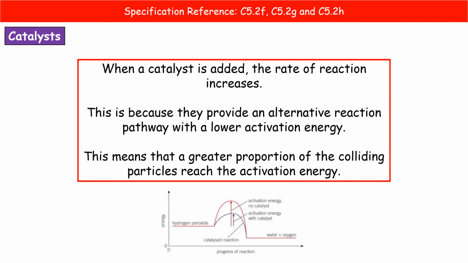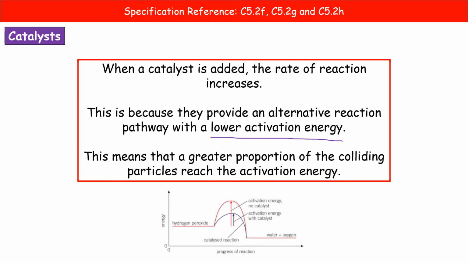So how does a catalyst affect the rate of reaction? Well, adding a catalyst increases the rate of reaction, as we've stated, because they're providing an alternative reaction pathway with a lower activation energy. So that just means that a greater proportion of those particles that collide with one another will exceed the activation energy and therefore have a reaction.